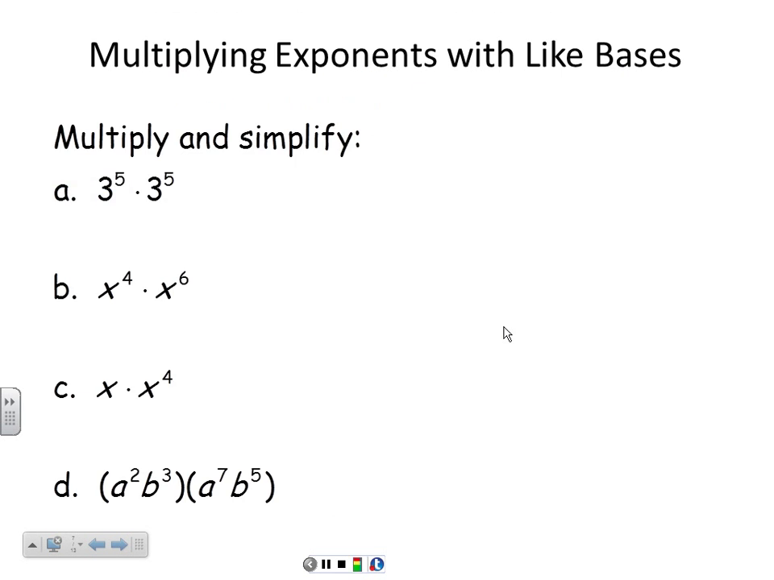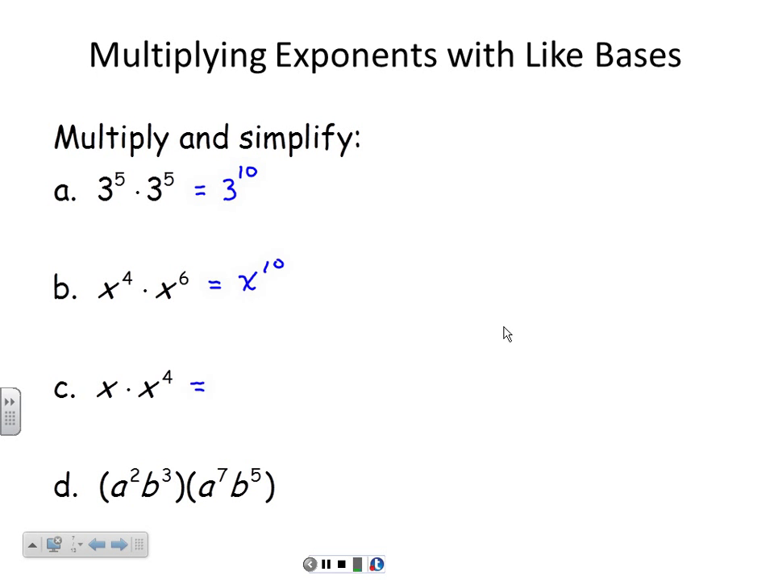Okay, so let's put that rule into play. For letter A, you have 3 to the 5th times 3 to the 5th. Remember, your base is not going to change, and you're just going to add those exponents. To multiply powers with like bases, keep the same base and add the exponents.